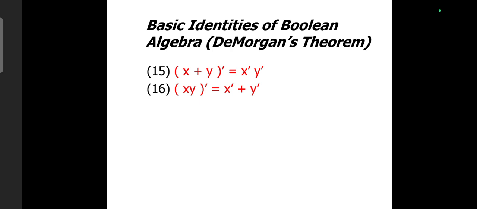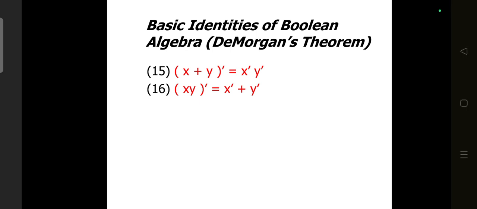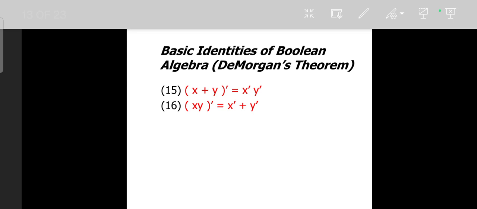The second theorem states that the complement of an AND operation equals the OR of the complements. That is, (ab) the whole bar equals a bar plus b bar. And (xy) the whole bar equals x bar plus y bar. Notice what happens: the operation changes from OR to AND or from AND to OR, and every variable receives a complement.